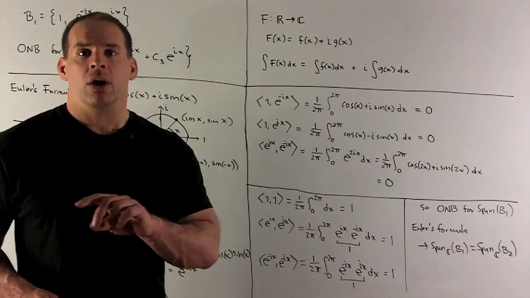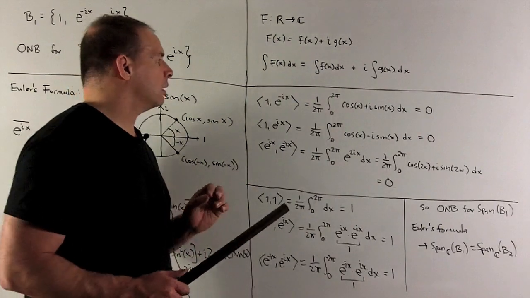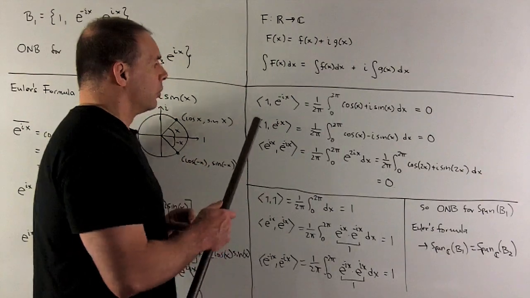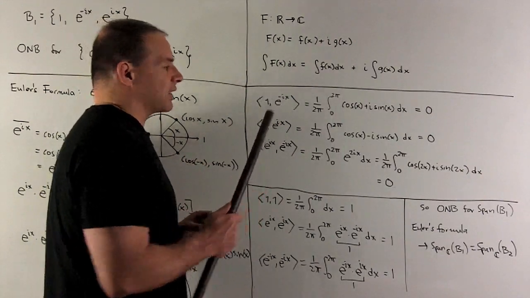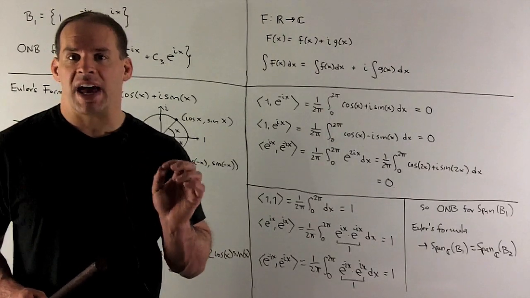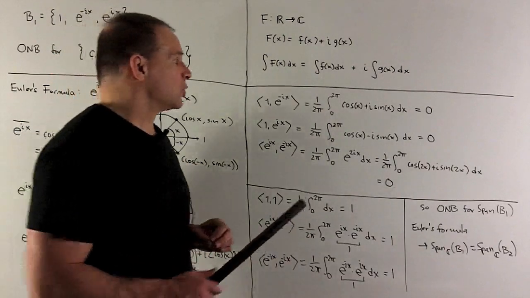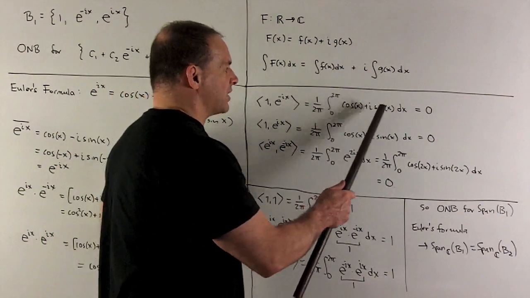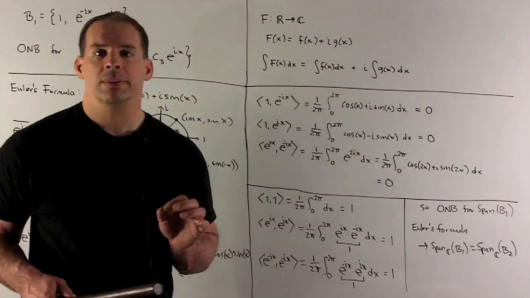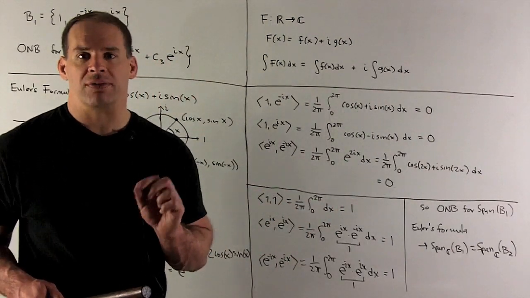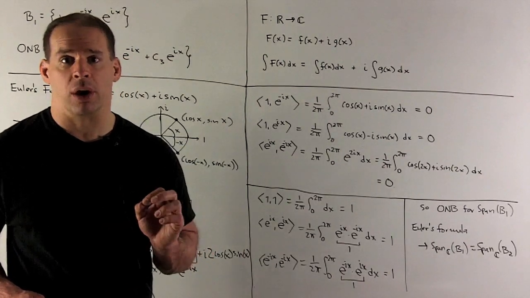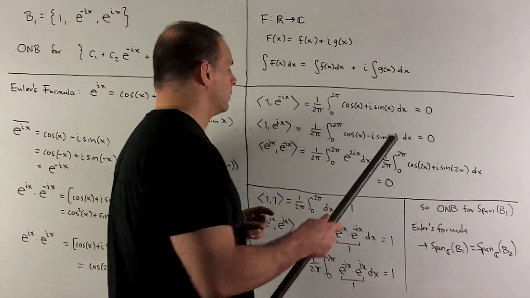Let's take a look at our orthonormal set. We have six things we want to show. First, we take 1 against e to the minus ix. Now, we conjugate the function in the second slot, so e to the minus ix becomes e to the ix. So we're really just integrating cosine x plus i sine x. By my rule here, we break that up into two integrals. If I integrate cosine from 0 to 2 pi, I get 0. If I integrate sine from 0 to 2 pi, I also get 0. So 0 comes out here.